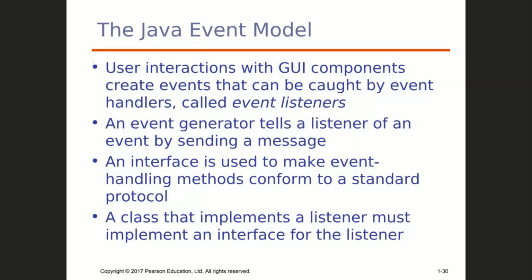The event generator tells the listener about an event by sending a message to the listener. An interface is used to make event handling methods. There is an interface that enables you to create event handling methods. So the class that implements a listener must implement the interface for the listener. So there is an interface for the handling and an interface for the listener.